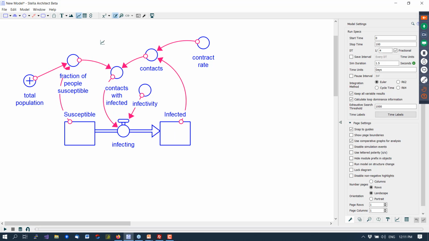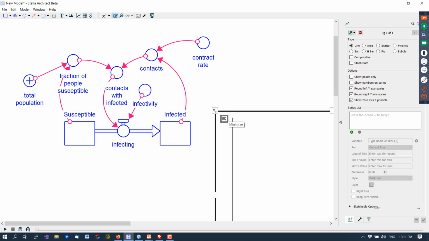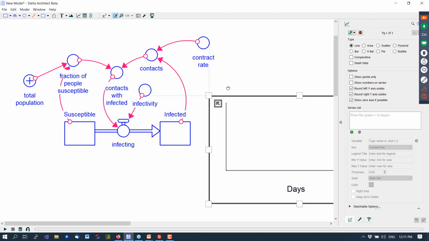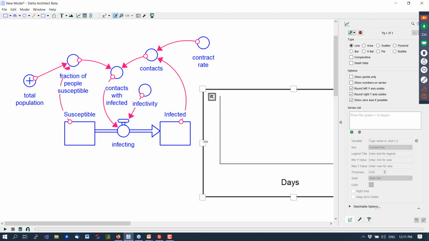So I'll just drop a graph of this. Of course, I'm zoomed way in, so the graphs always end up being kind of funny in scale when I do this.